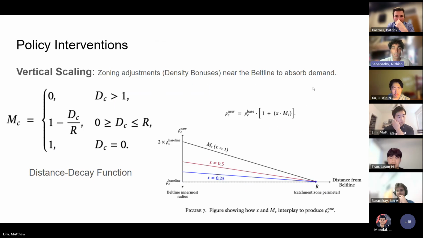For our policy analysis, we looked at two levers. We had vertical and horizontal scaling. For now, we're not really pursuing vertical scaling, but we might fully implement and analyze it in the future. Vertical scaling means we simulate zoning changes in a city to increase housing capacity where it's needed most, and we model this with a linear distance decay function that's shown here.